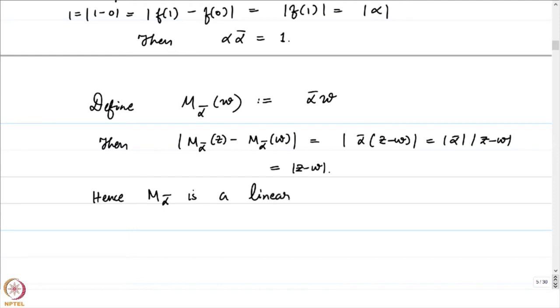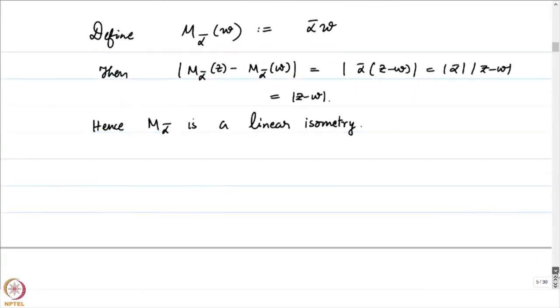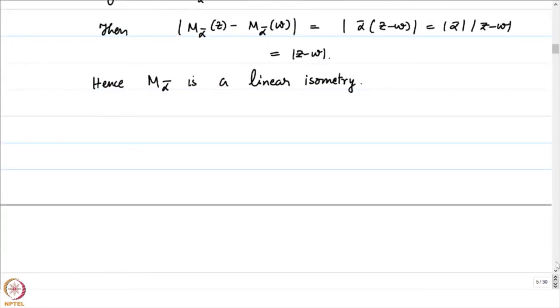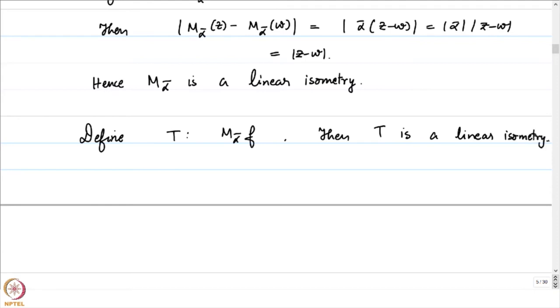Notice that m alpha bar of 0 is 0. So therefore, this is going to be, like in the previous case, a linear transformation. And what can we say about the composition of linear isometries? It will again be a linear isometry. Now define T to be m alpha bar composed with f. Then T, because it's a composition of linear isometries, is a linear isometry. Okay, that is good, because T has some nice properties.